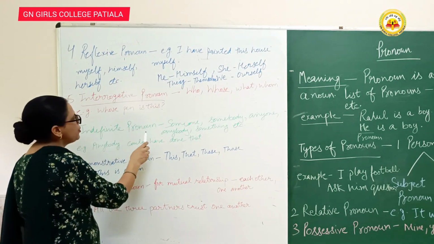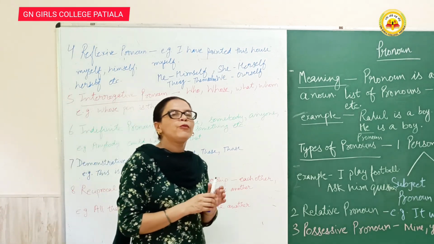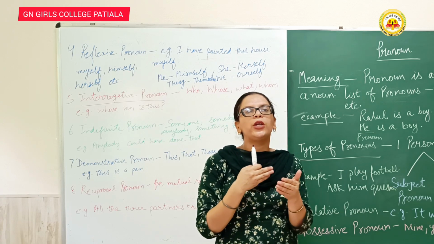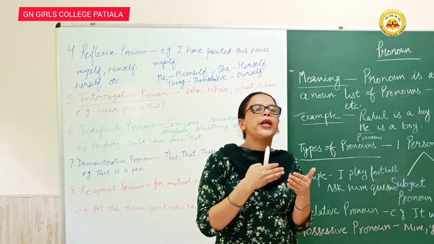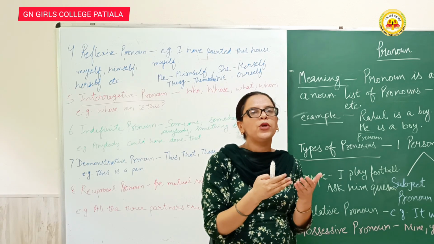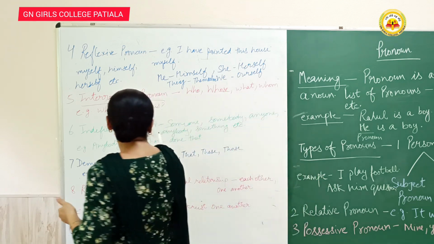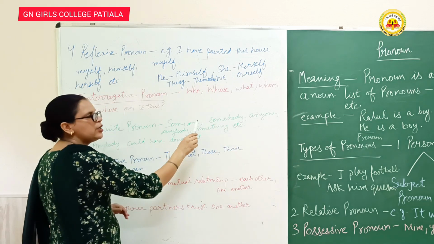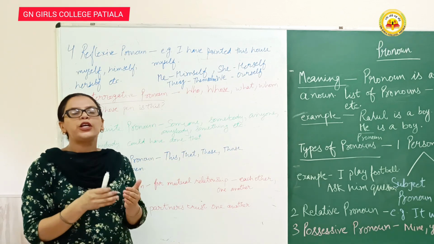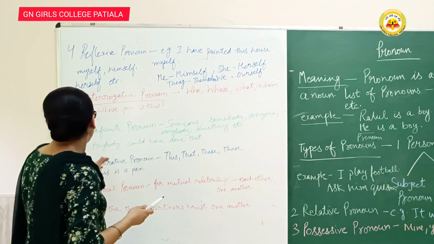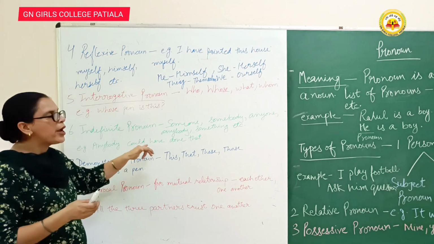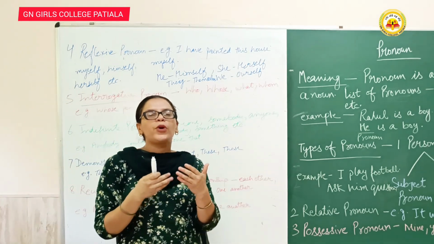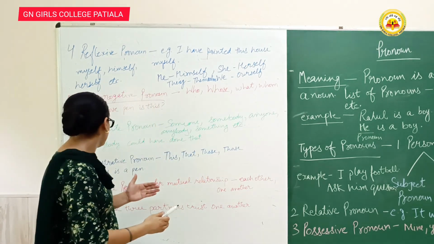Then next is an indefinite pronoun. Indefinite pronoun is where we do not mention someone, particularly a person name or a particular animal name or a place name. So here are the words like someone, somebody, anyone, anybody, something, etc. These are the words which are indefinite pronouns. So example here is anybody could have done that. So here no mention of a person, place or a thing.